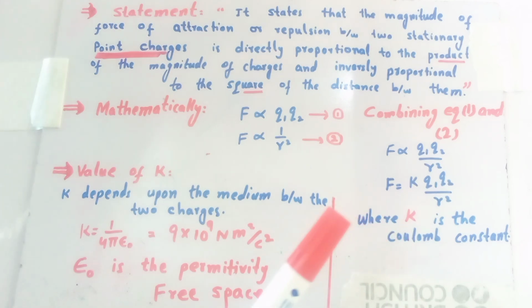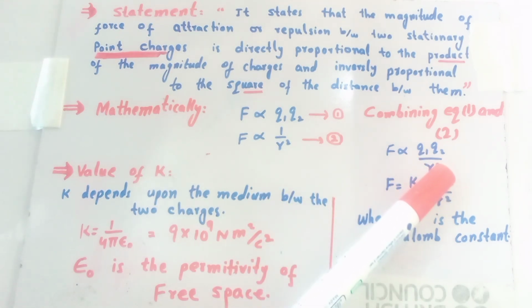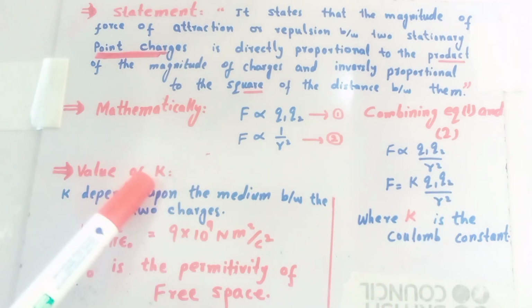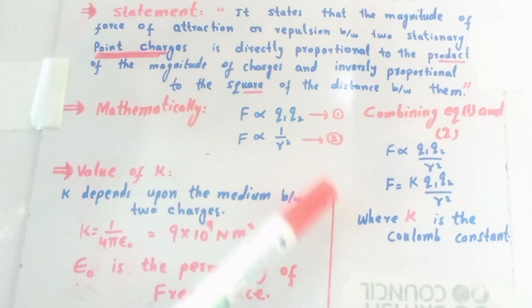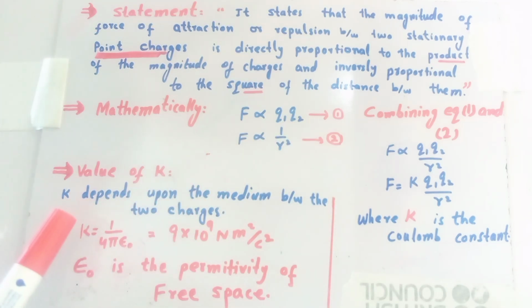K is the Coulomb constant, where Q1 and Q2 are the two charges and R is the distance between the charged particles. Value of K: K depends upon the medium between two charges. So K is equal to 1 divided by 4 pi epsilon naught, where epsilon naught is the permittivity of free space. Now putting in the values of epsilon naught and pi, we get 9 multiply 10 power 9 Newton meter square per Coulomb square, which is the value of K.